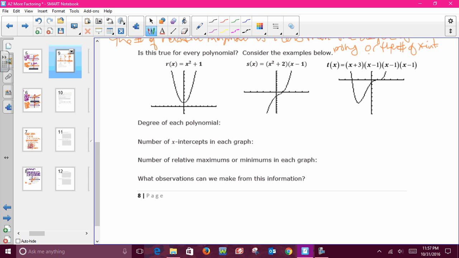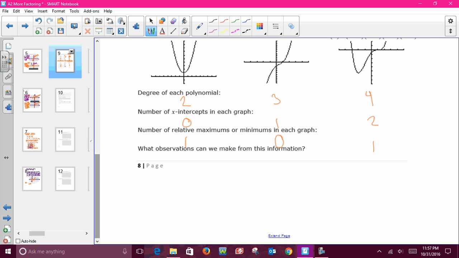Is it true for every polynomial? Consider the answers below. The first one, the degree of the polynomial is 2. The number of x-intercepts is 0, so that never crosses the x-axis. And what number of relative minimum maximums are there? There's 1. So for the next one, my degree is 3, my x-intercepts is 1, and I have no change in direction, so that's 0. And then here we have a fourth degree. We have 2 zeros, and we have 1 relative minimum. So what can we observe from this one?